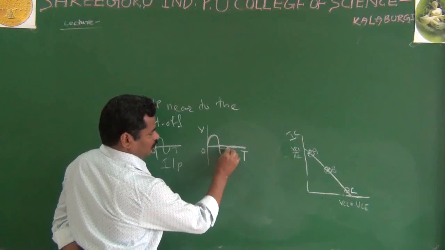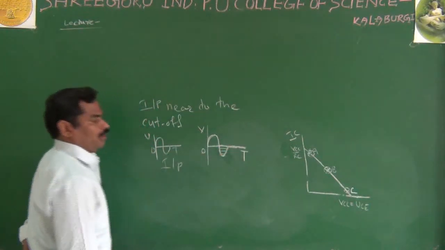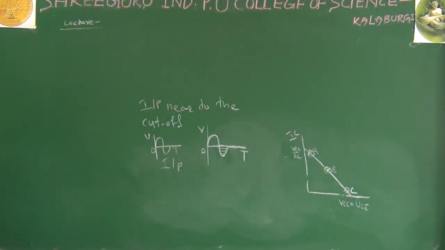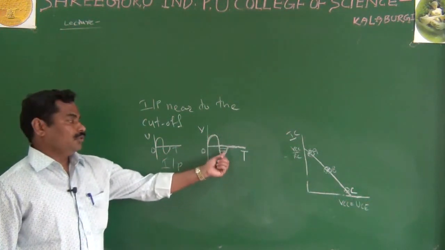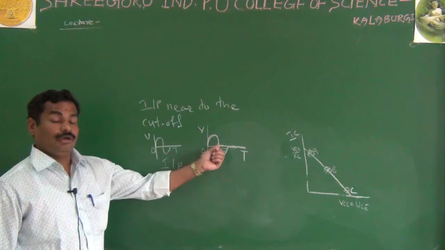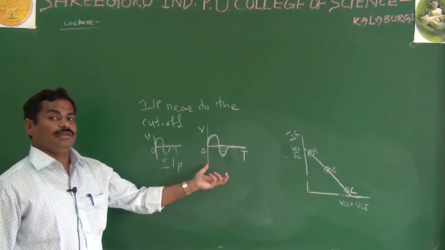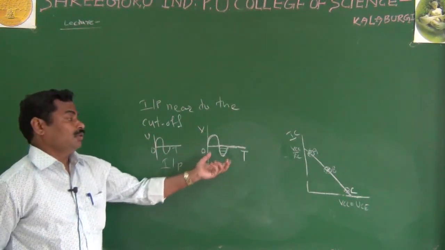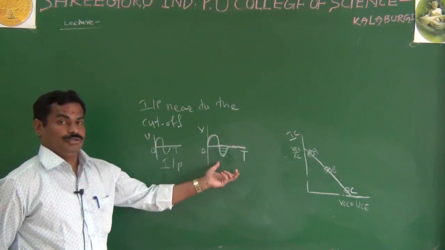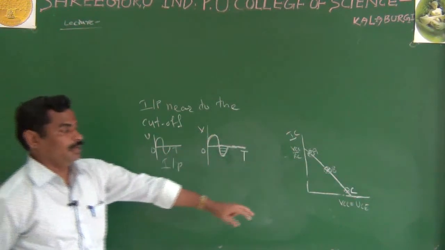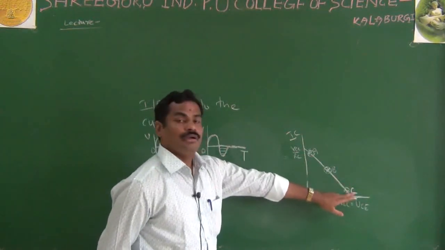It means if the Q point is near the cutoff region, we are not getting the faithful amplification. The negative half cycle will be clipped, or we are not getting 100% faithful amplification, and the output will be distorted. You will get the distortion in the output. That's why the Q point should not be near the cutoff.